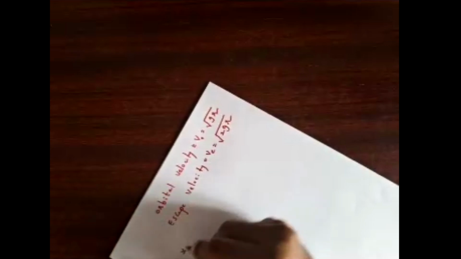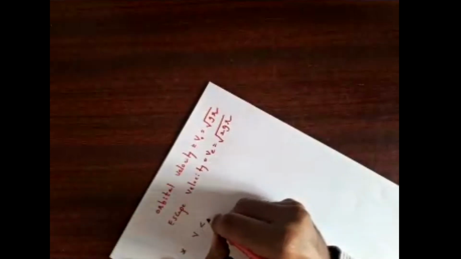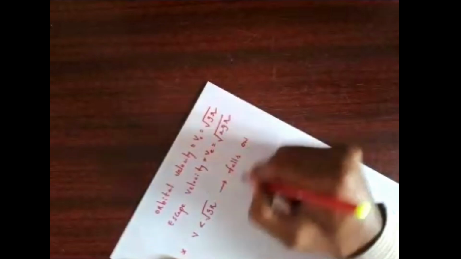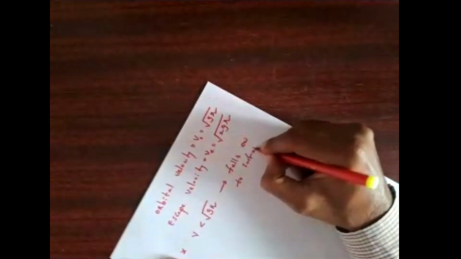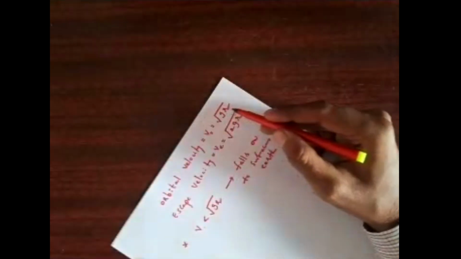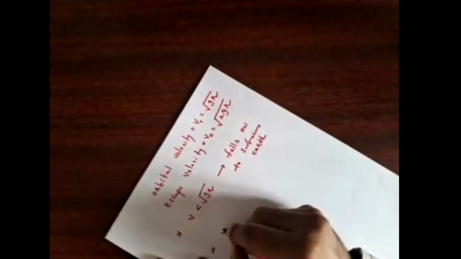Okay, so if the body does not have these values of orbital velocity, what happens to the circular path and the rotatory motion of the body? That we need to know. If the body has a velocity less than root gr, that body falls onto the surface of the planet again, falls onto the surface of Earth. So the minimum velocity possessed by the body is root gr. Less than root gr, it falls onto the surface of the Earth.